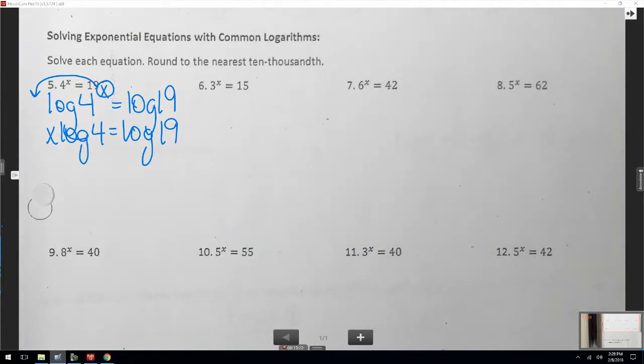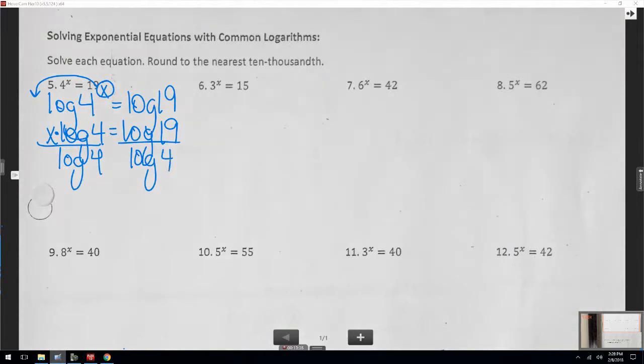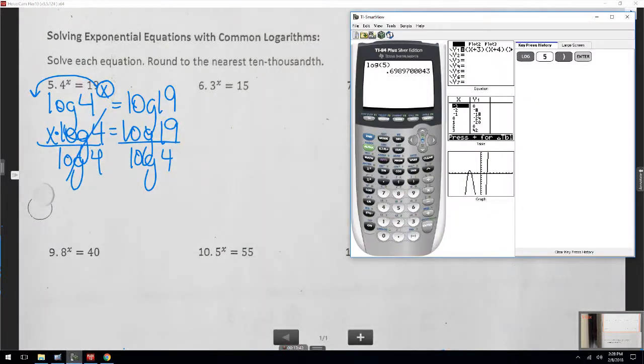All right, then this says x times log of 4. How do you get rid of log of 4 that you're multiplying? Divide it. There you go, to get x by itself. Those log 4s cancel out. And so you're going to type in your calculator, log 19, close your parentheses, divided by log 4. Look at that. Did we get 2 point yada yada yada?